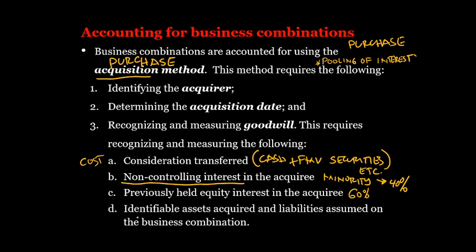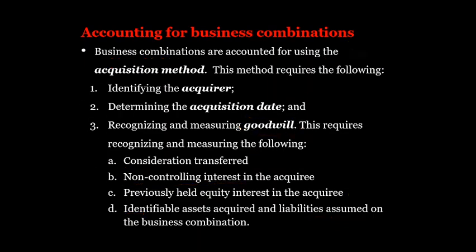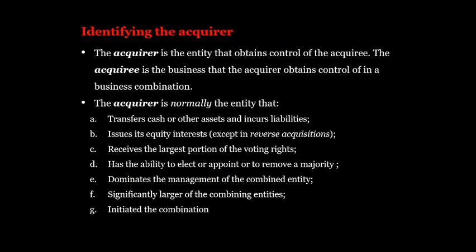And then identifiable assets acquired and liabilities assumed in the business combination. Why do we need to identify all these items? So that we can compute for the goodwill. Later, I'm going to show you how to compute for the goodwill. How do you identify the acquirer? The acquirer is the entity that obtains control of the acquiree.